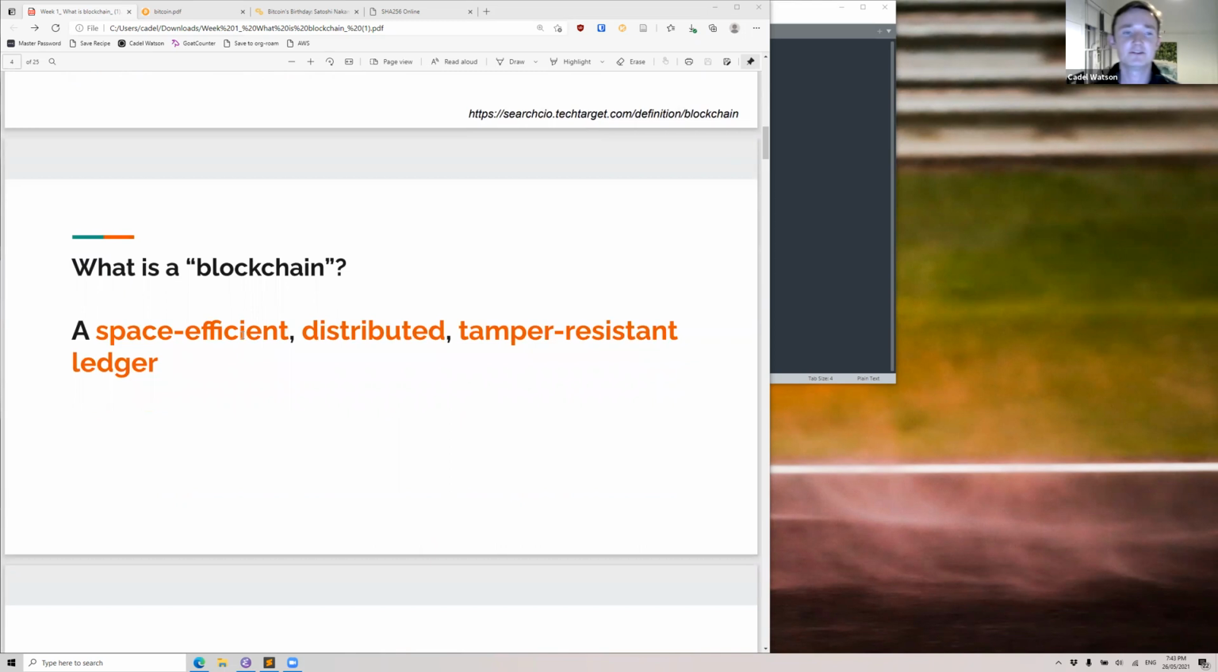So simplifying that definition, we can really summarize blockchain as this, again, with a lot of words.